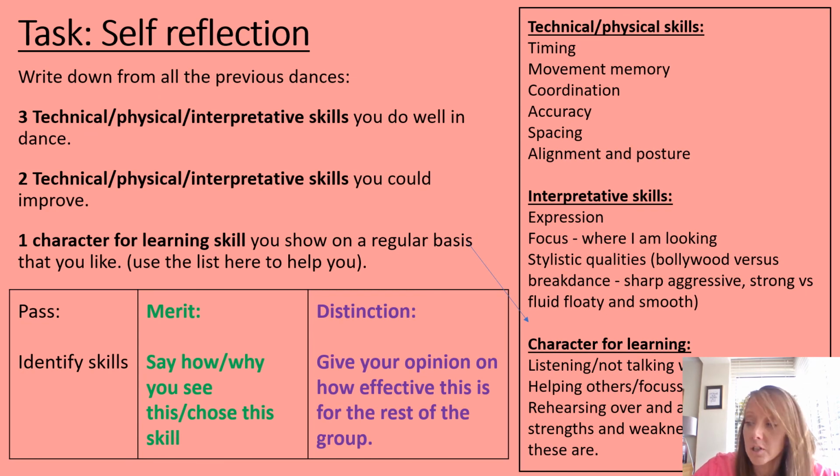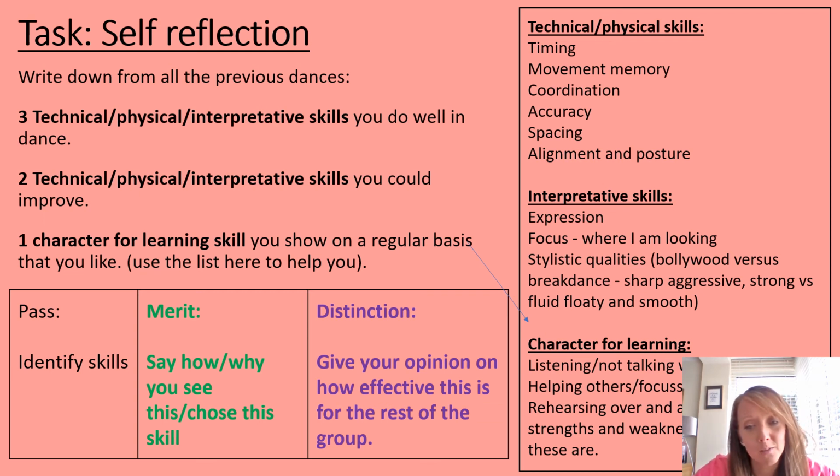Once you've finished, there is a self-reflection task. So you've been doing this at the beginning of each session, but now I'm going to ask you to do it at the end. After having done the 6 classes, please could you have a little think, what are the 3 technical, physical or interpretative skills that you do well overall? You might need to look back over your logs and see what are the areas that I was really strong at. What are the areas that you could improve?